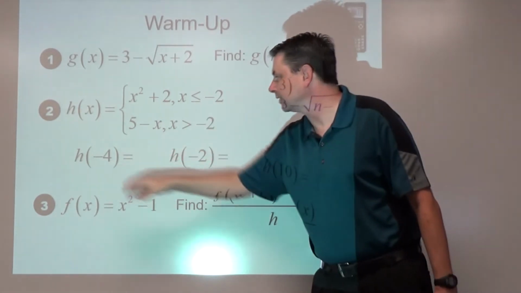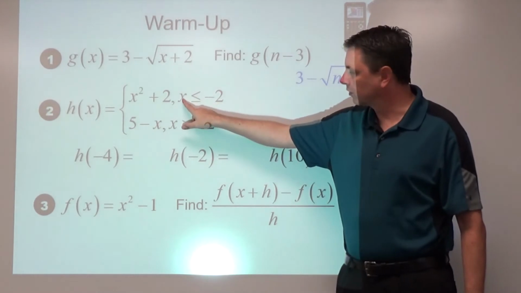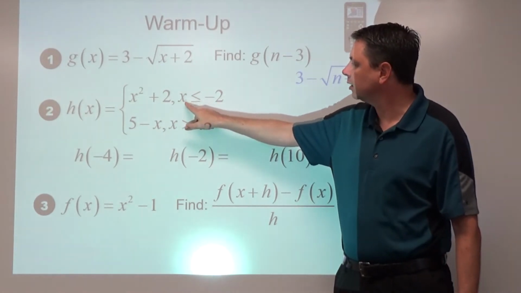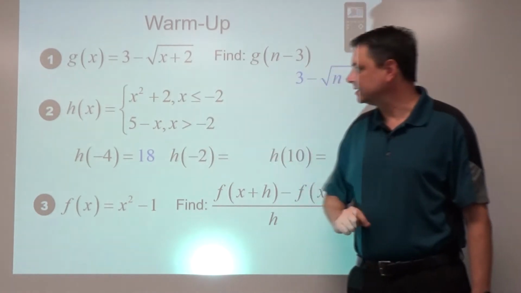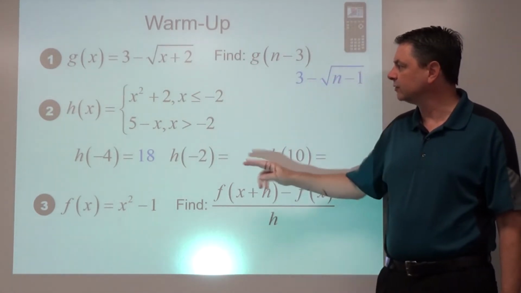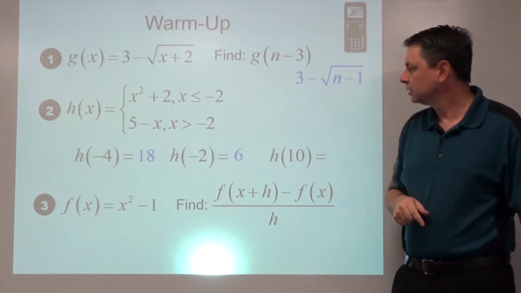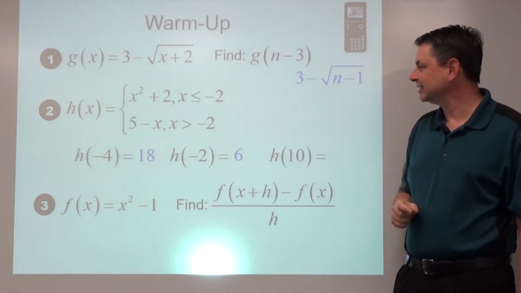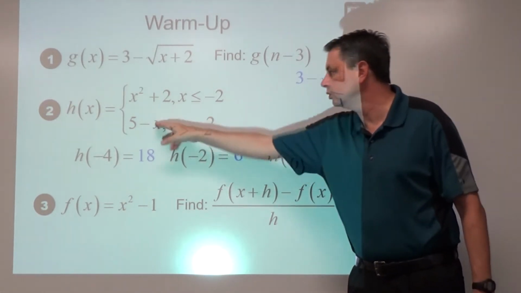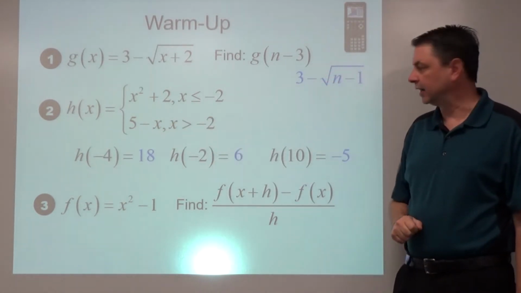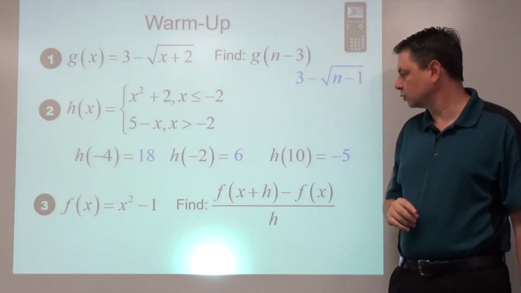For number 2, we've got h of negative 4, where negative 4 fits the condition here, less than or equal to negative 2. So that's going to be 18. H of negative 2 also fits that condition, so we get 6. And then h of 10, 10 being greater than negative 2, we're going to get negative 5 there. And some practice with the difference quotient.